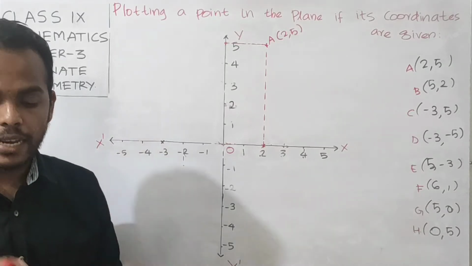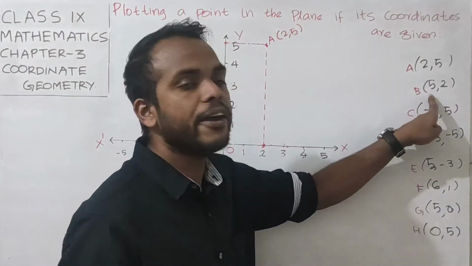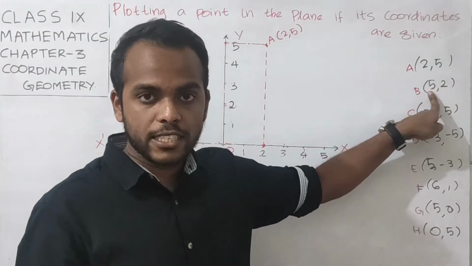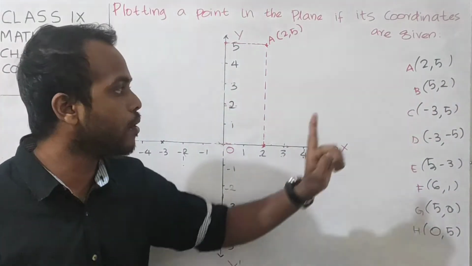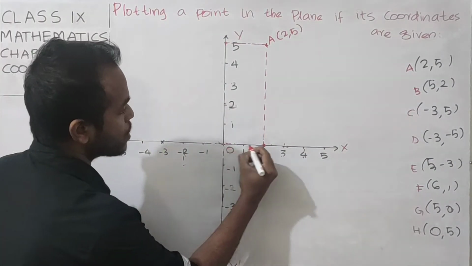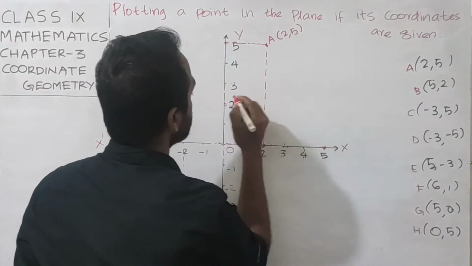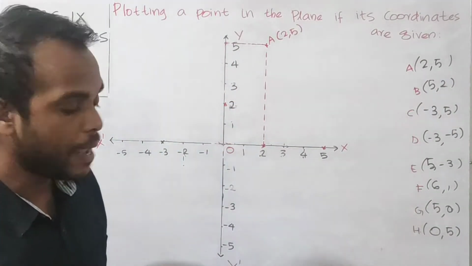That's the way to do it. Now similarly, let's try to do the second one. What is the second coordinate? 5, 2. The abscissa is 5, ordinate is 2, or the x coordinate is 5, y coordinate is 2. So where will it lie? In the x coordinate you can see 5 over here, and the y coordinate who is to be taken? 2. So it's here. Do the same process.